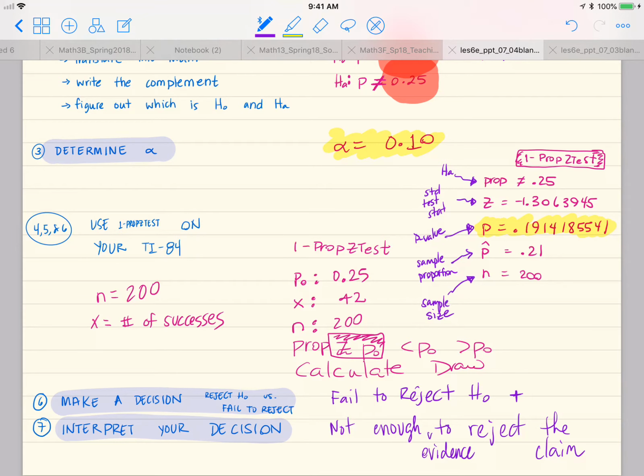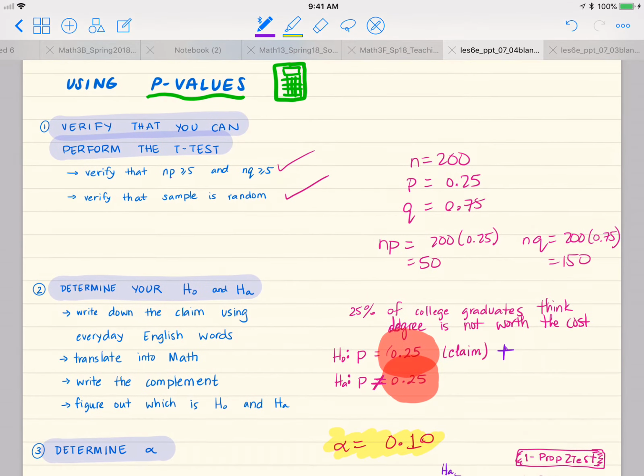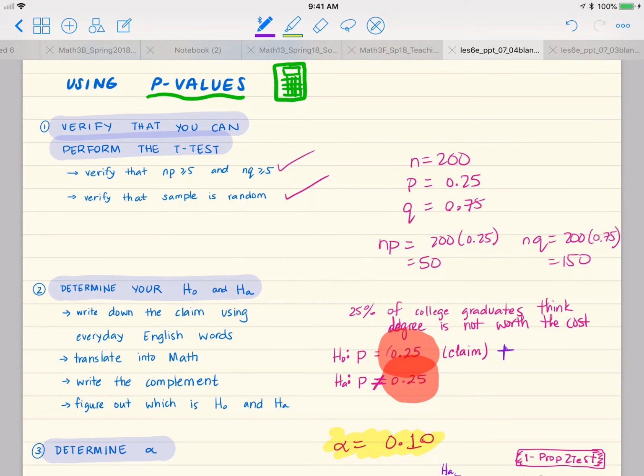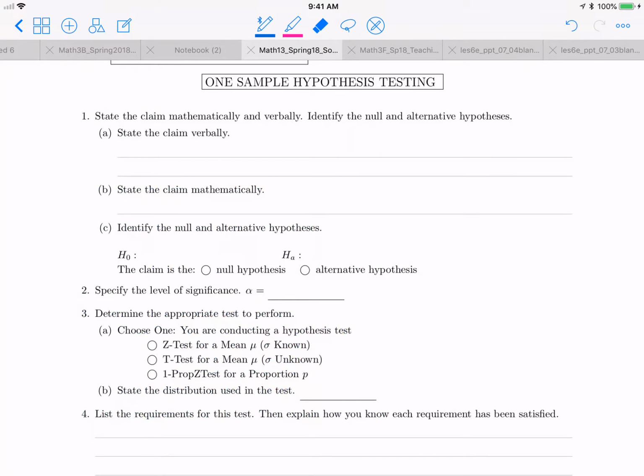Okay. And now the last thing we want to do is I want to show you just briefly how to fill out this little form here. So state the claim verbally. We did that here. So it'll be this. Copy. Paste. State the claim mathematically. We did that. P equals 0.25.